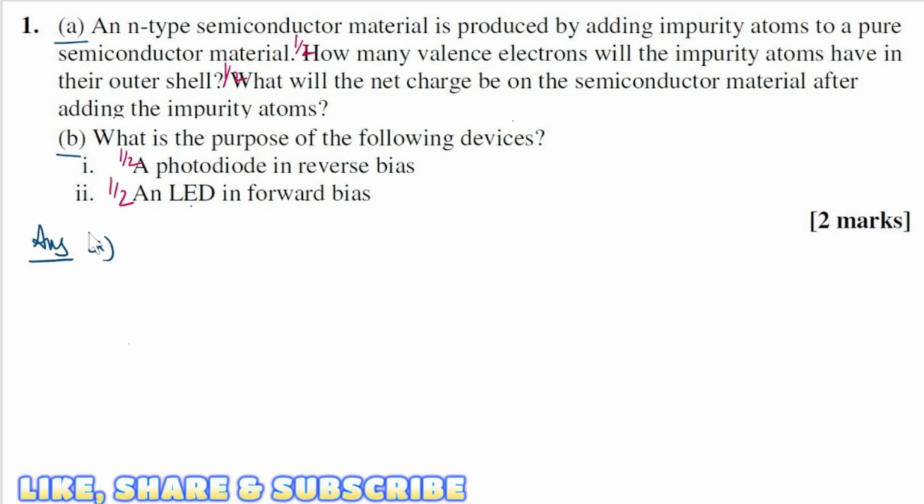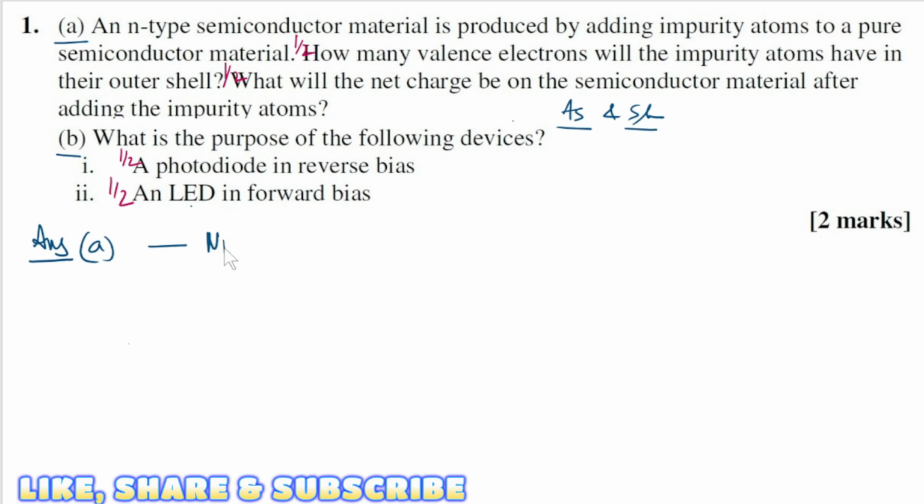Answer part A. How many valence electrons will the impurity atom have in the outermost shell? You see, N-type semiconductor is produced by doping fifth group impurity atoms in the intrinsic semiconductor. Examples of such elements are arsenic and antimony, as these belong to the fifth group as per the Mendeleev periodic table, and hence the number of electrons in its outermost shell should be 5.